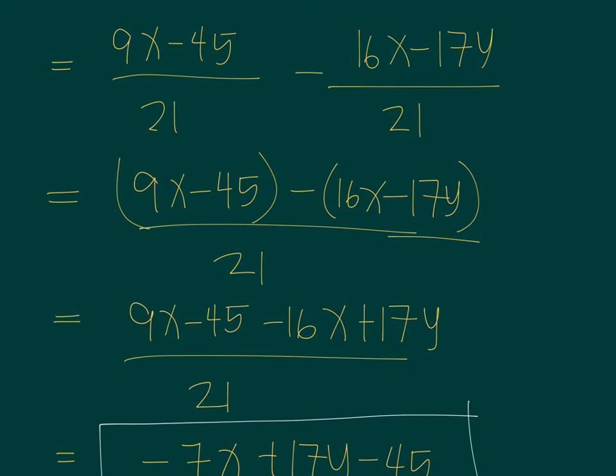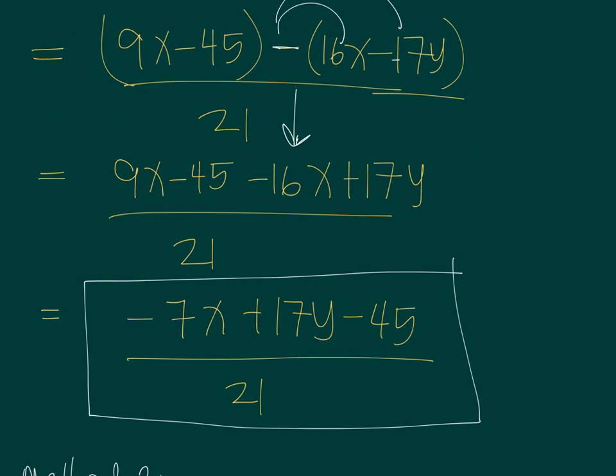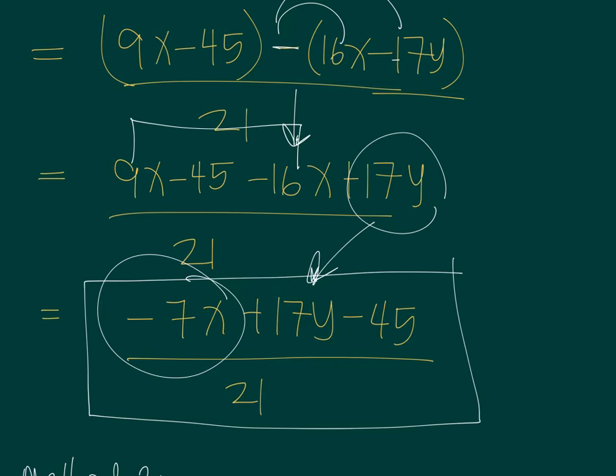And then from here, you apply the distributive law, the minus 16x, so that's your minus 16x, and then negative negative is positive, so plus 17y. And finally, all you have to do is to combine the like terms, the 9x and 16x, that's 9x minus 16x, that's negative 7x, and then you have the 17y, just copy it because there is no other y that you can add to the y, the 17y, and then minus 45, just copy. So as you notice, I already arranged alphabetically, so x, the y, and then the number over 21. So that's the simplest form.